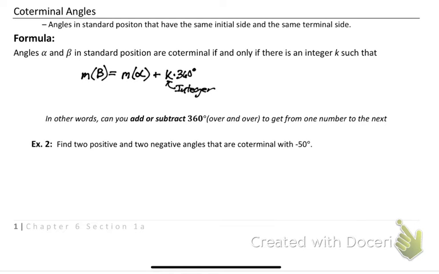I guess an easier way to look at that, I did put a little note after this. I said that's the same thing as just taking angle B, or beta, has to equal the angle alpha plus or minus 360 over and over and over. Plus minus 360. And it goes on and on and on.